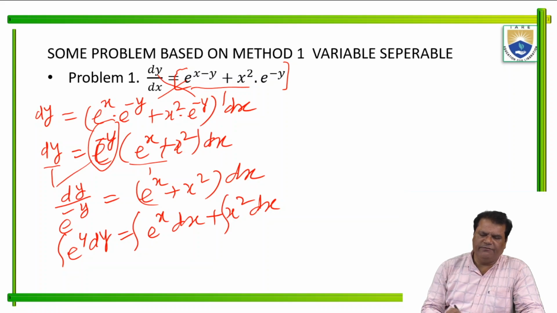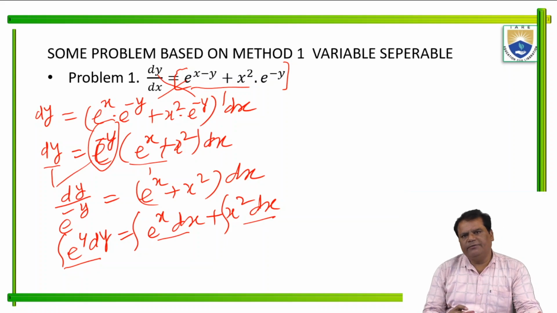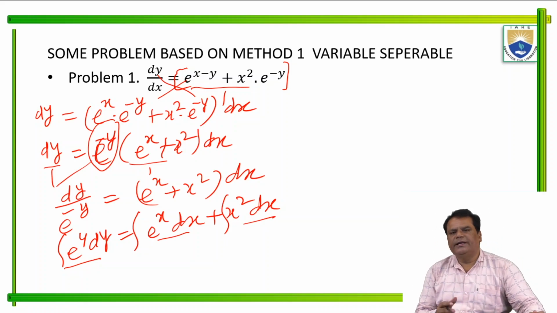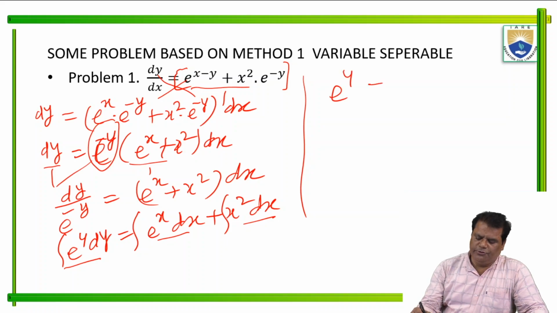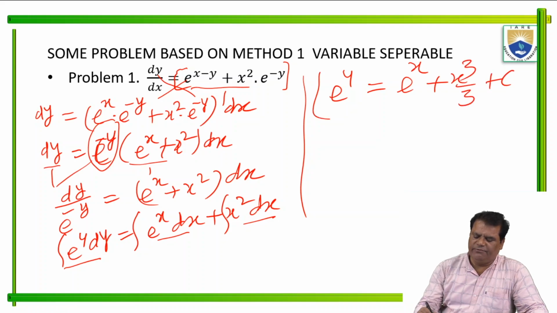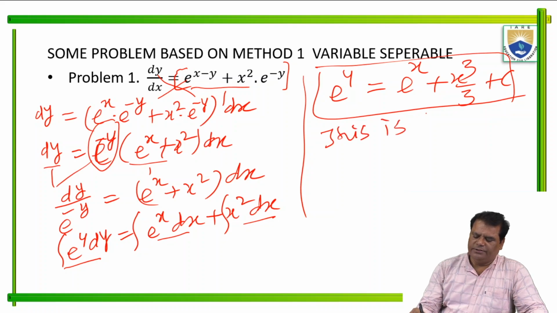Every term is variable separated, so we can integrate this function. Integration of e to the power y is e to the power y, and equal to e to the power x, integration of e to the power x, plus x cube by 3 plus c. C is an arbitrary constant. So this is the complete solution of problem 2.